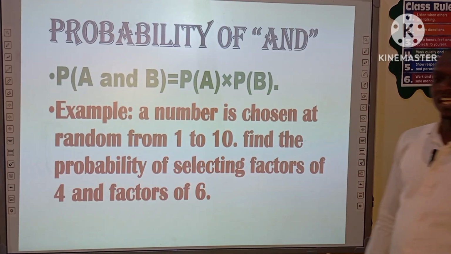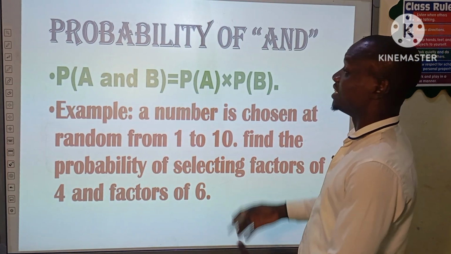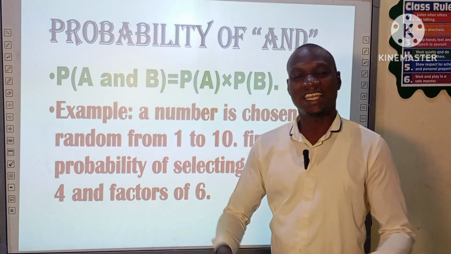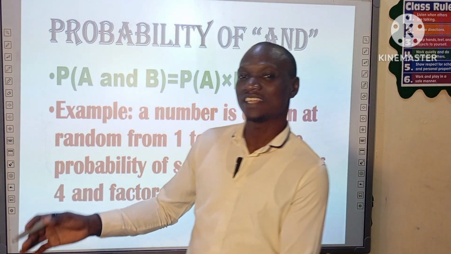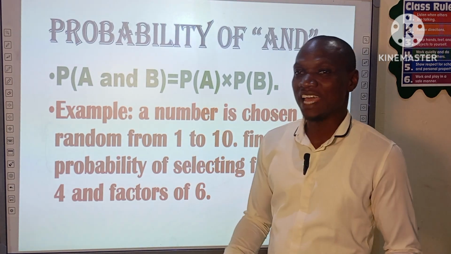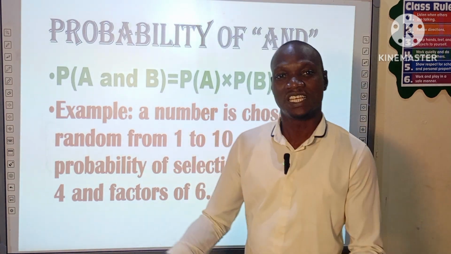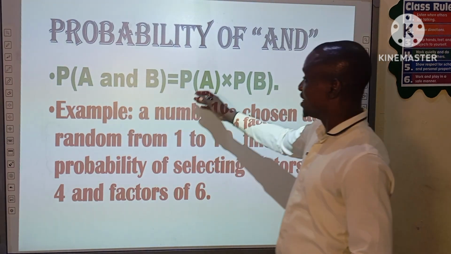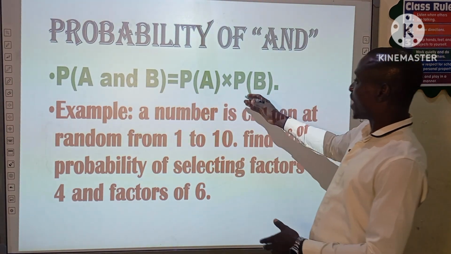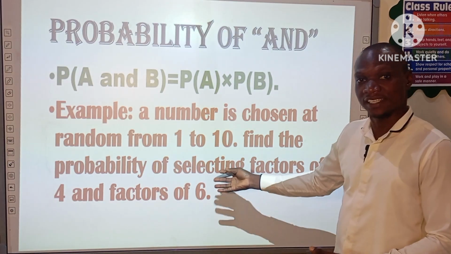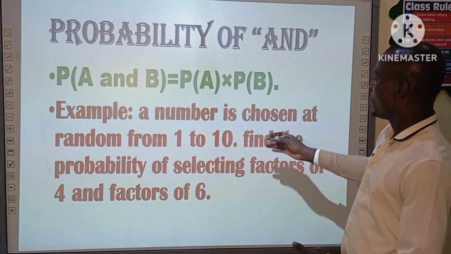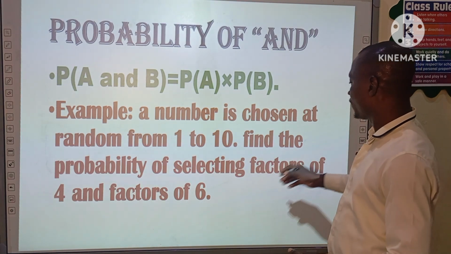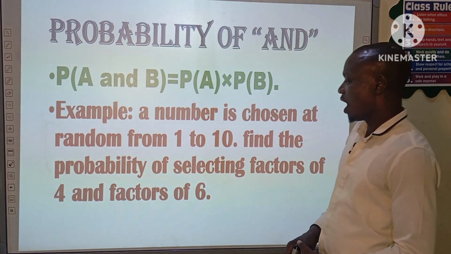Now let's look at another interesting topic, probability of and. The probability of picking, say, a black and a white ball is calculated by multiplying the probabilities of these two individual events. Probability of A and B is simply the probability of A multiplied by the probability of B. Let's take this example. A number is chosen at random from 1 to 10. Find the probability of selecting factors of 4 and factors of 6.